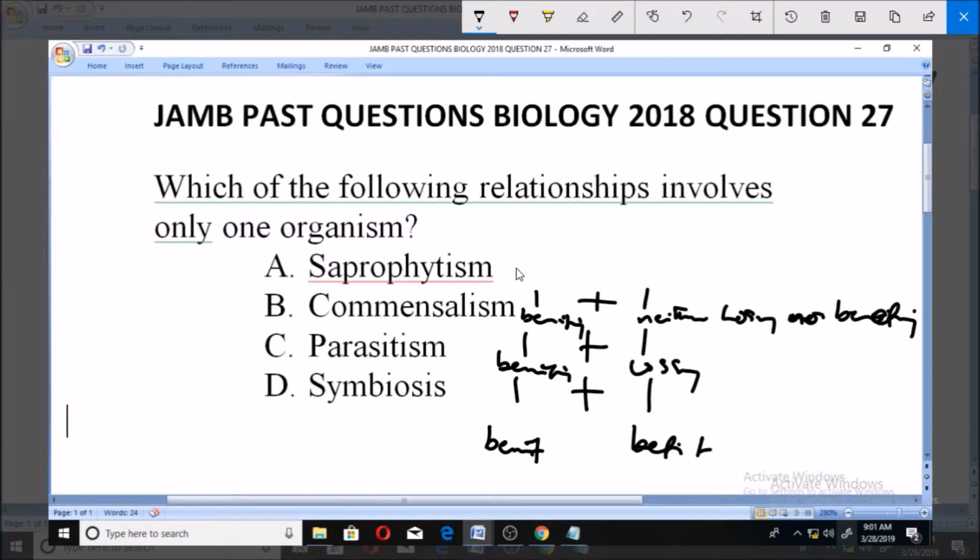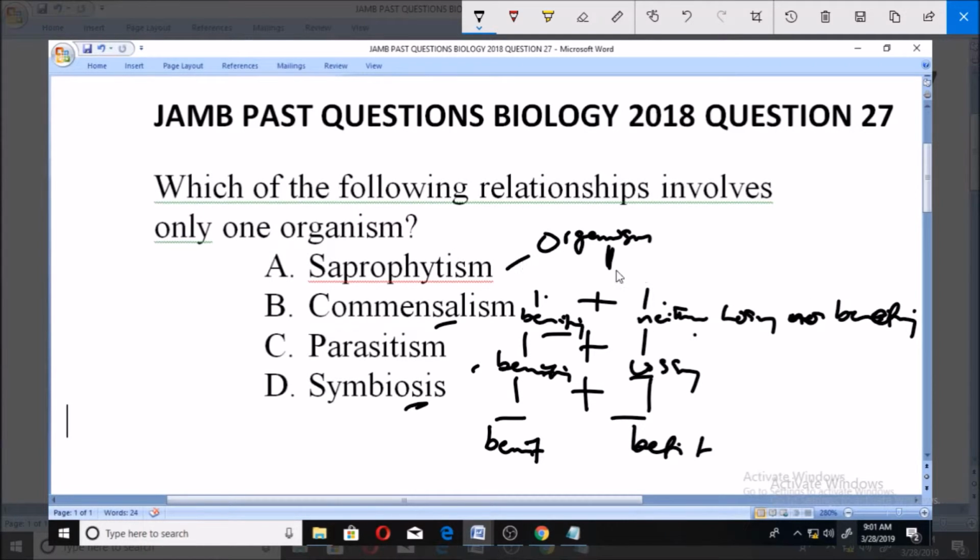Whereas in saprophytism, you have organisms that feed on dead and decaying things. So in this one, you're having only one organism involved. This one is normally two, this one is two, this one is two. But in symbiosis, the two organisms are benefiting. In parasitism, one is benefiting, one is losing. In commensalism, one is benefiting, one is neither losing nor benefiting.